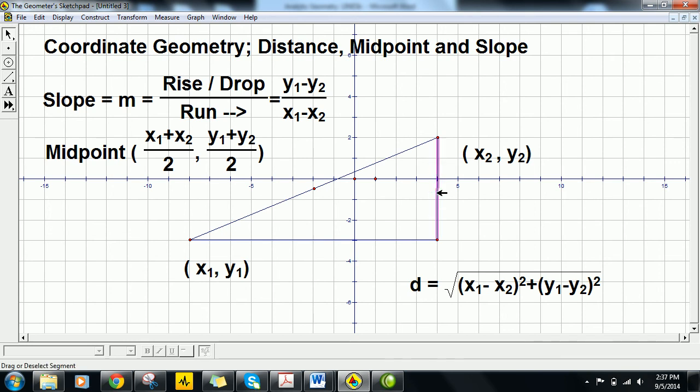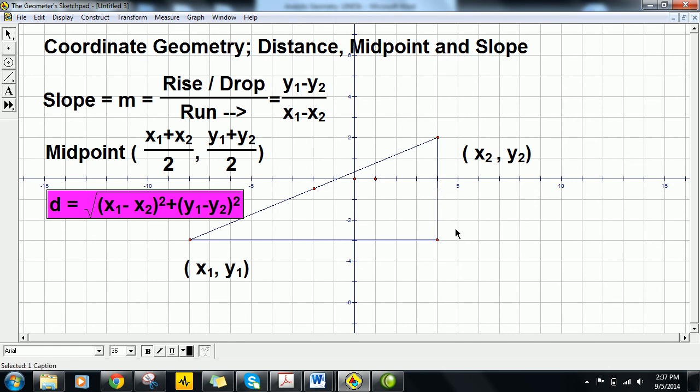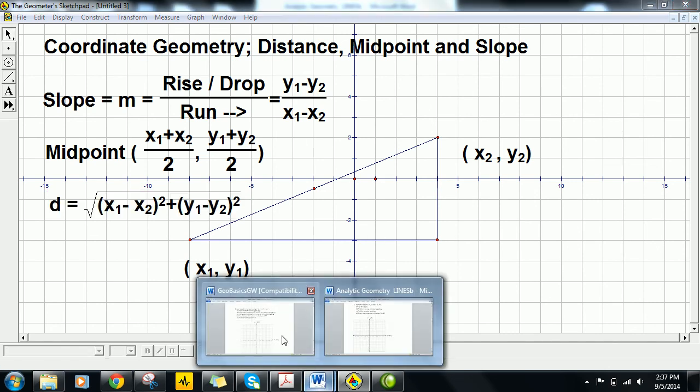Here's your difference in the y's as far as the length. Here's your difference in the x's as far as the length. So difference in y squared plus difference in the x's squared equals c, or d squared, right? So to solve for d, just take the square root. That's where this comes from. Okay? So those are three formulas. Now I want you to use those to solve this problem, please.